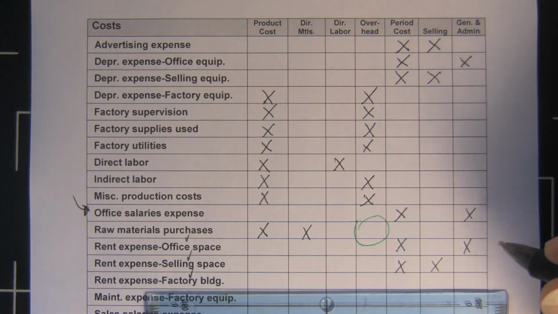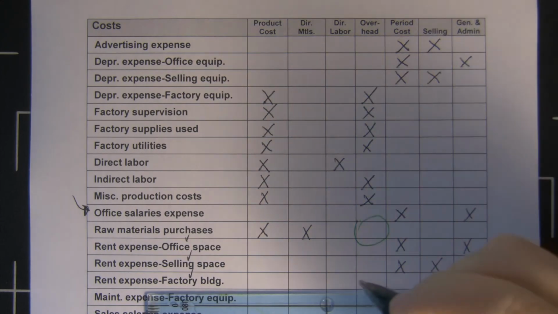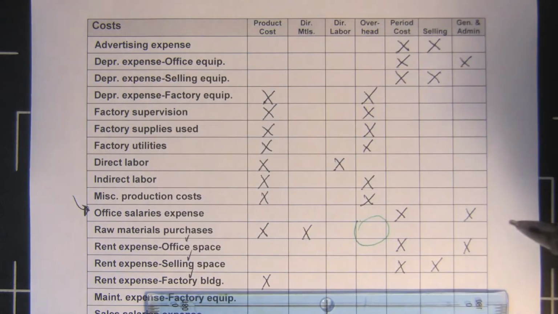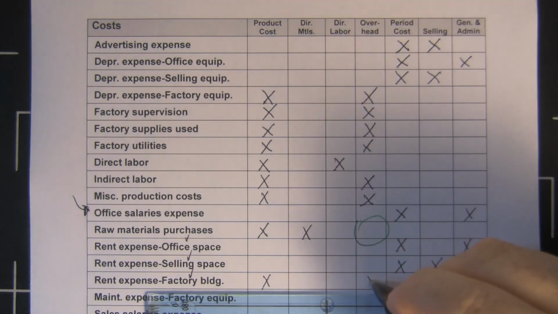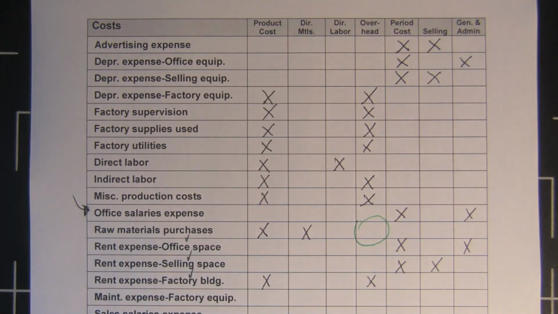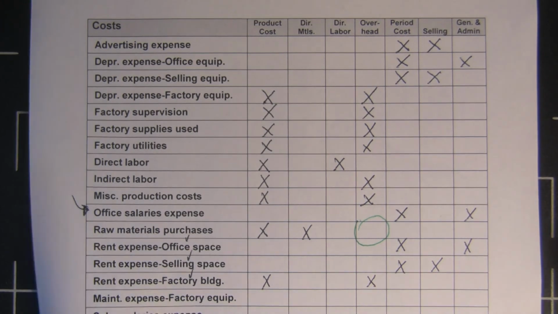Now, rent expense factory building. What do we build in the factory? Our product. And that is overhead. Got to move it up a little bit. Got a few more we've got to talk about here.